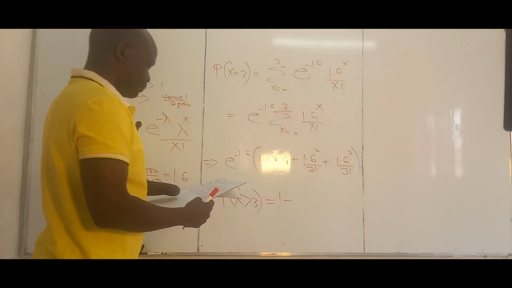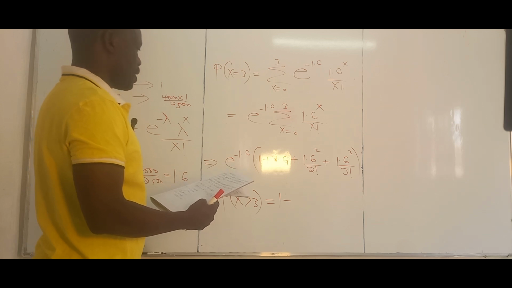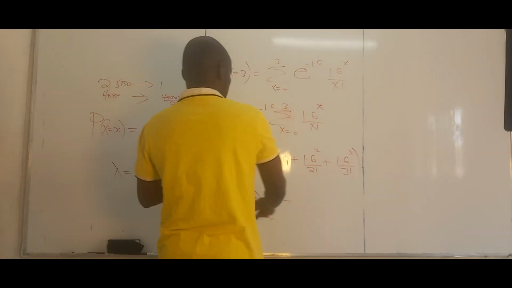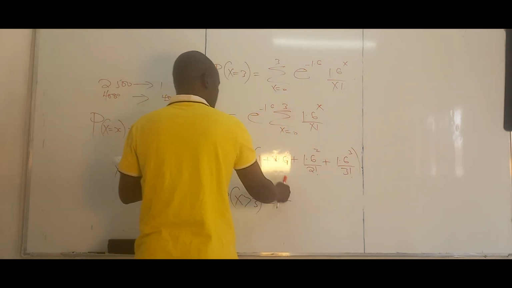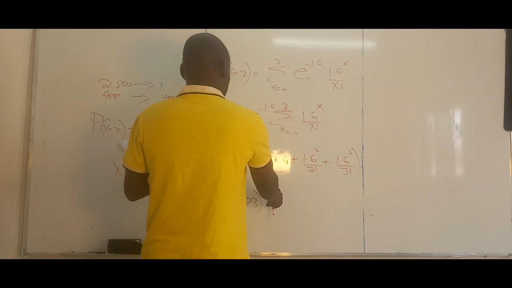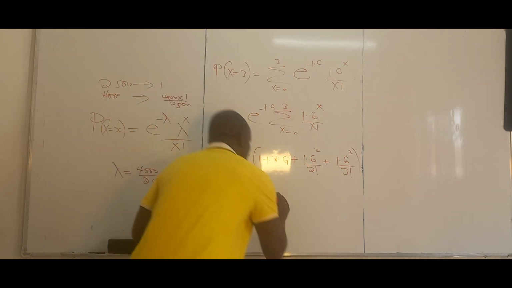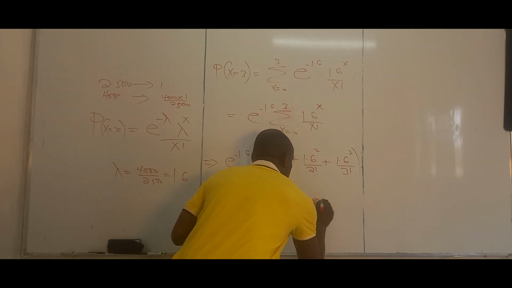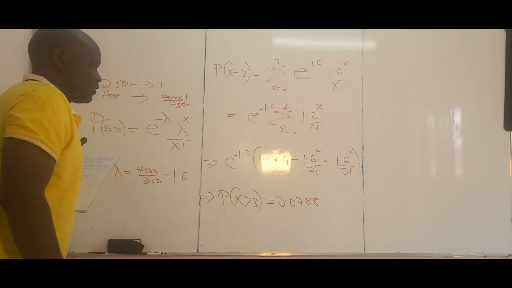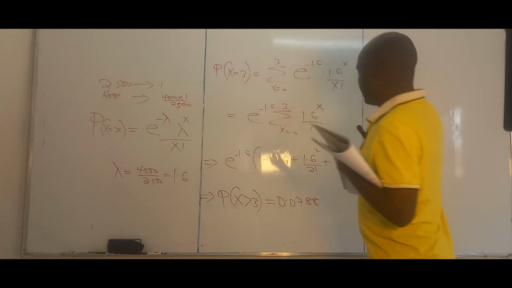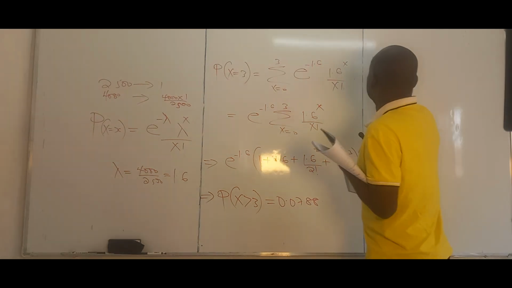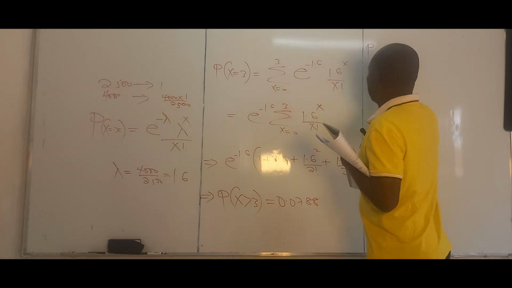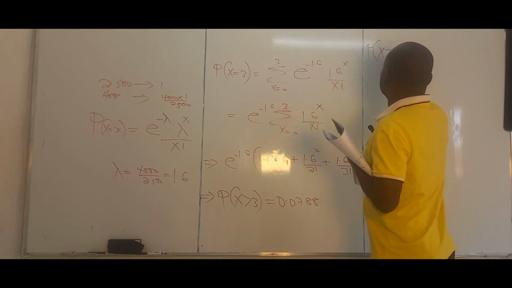So if you work out all this, whatever is inside here, and you subtract it from 1, the value that you should be getting is 0.0788.